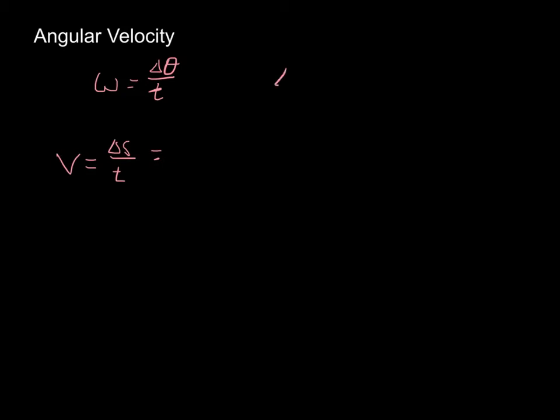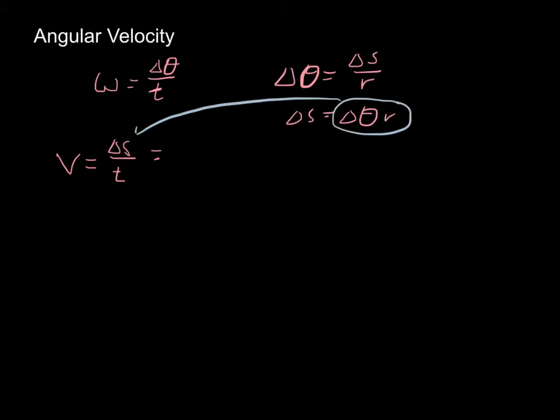From the last part, we can remember that delta theta, our change in angle, was delta S over R. And so we could solve for delta S and say delta theta times R was equal to delta S. Then we can plug this in for delta S, so that we have V equals delta theta R over T. Well, delta theta over T is just omega. So V is equal to omega R. And that's one way that we can translate this rotational motion into a linear velocity.